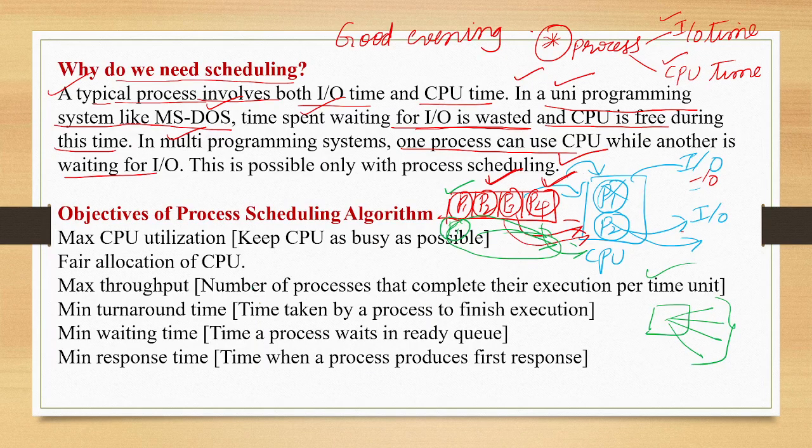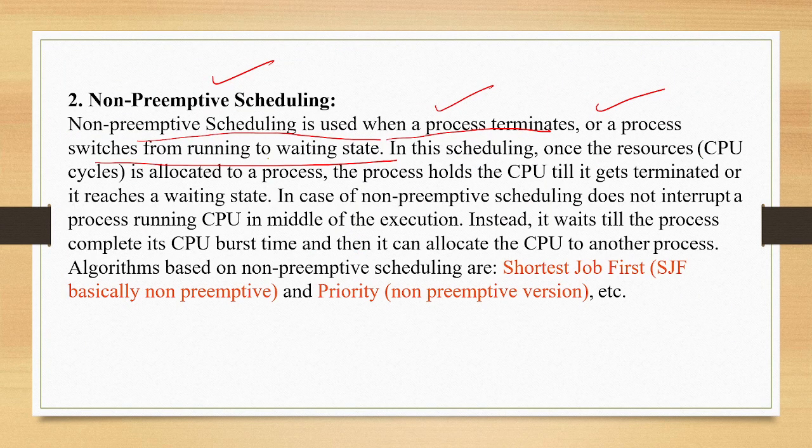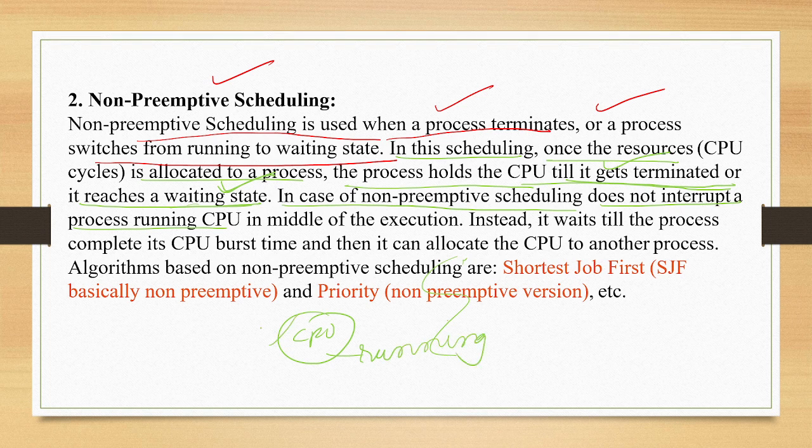These are the two types of CPU scheduling. Non-preemptive means what? In this scheduling, once the resources are allocated to a process, the process holds the CPU till it gets terminated or it reaches a waiting state. Try to read this sentence one more time. If it is terminated or it is going to waiting state. In non-preemptive scheduling, we do not interrupt a running process. We cannot interrupt the running process, and we cannot allocate the CPU to another process. That is interrupt, right?